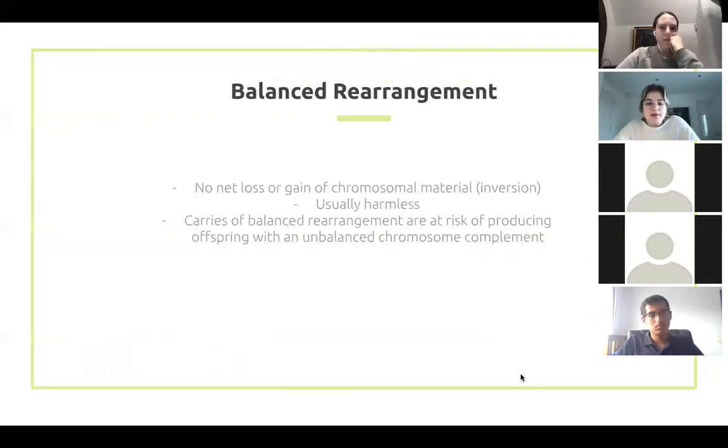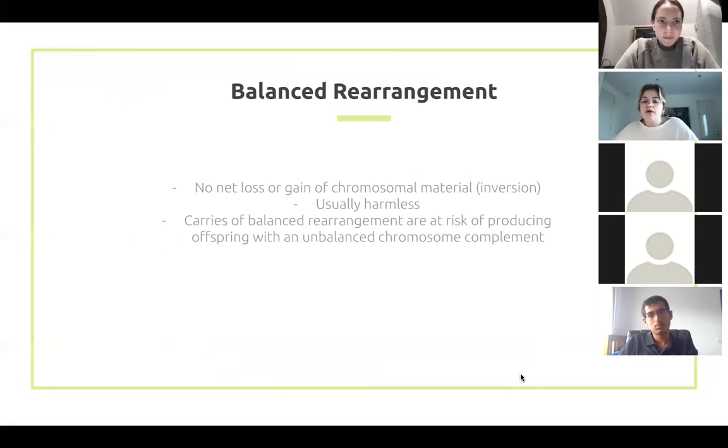Yeah. So balanced rearrangement is basically when we had those reciprocal translocations, even though the chromosomes have lost part of their genetic information, because usually they just swap with somewhere else. Usually it's called balanced rearrangement. And in most cases, it's usually harmless because you still have all that genetic information.